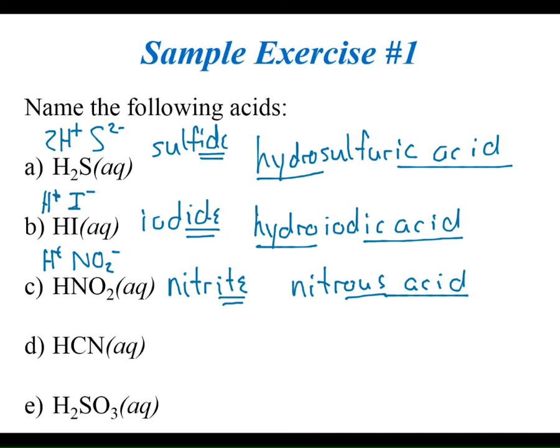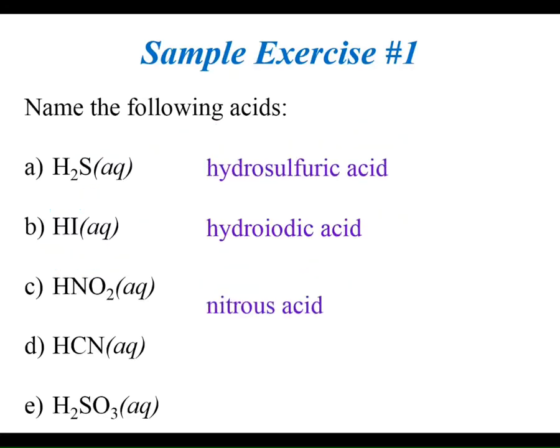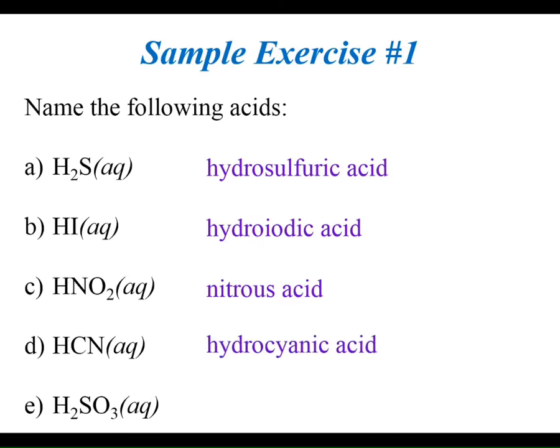Okay, your turn. Try the next couple. Try HCN and H2SO3. Again, it's all one word, not hydrocyanic, by the way. Hydrocyanic acid. Okay, how about this one? H2SO3. Sulfurous, yeah. So ite to ous and put the back because it's sulfur. So sulfurous acid. Okay. It's really not too bad if you know the rules for the ions.